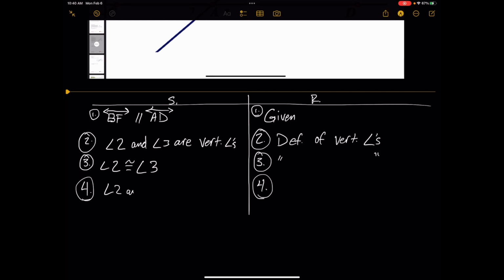Angle 2 and angle 6 are corresponding angles. Wow, that looks like a G. Corresponding angles. Is that the definition of corresponding angle? Mm-hmm.